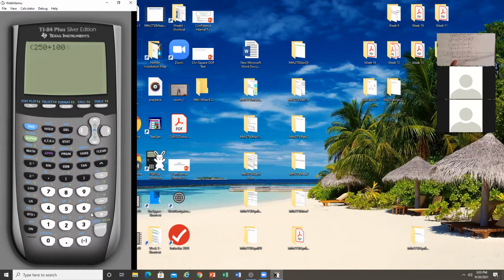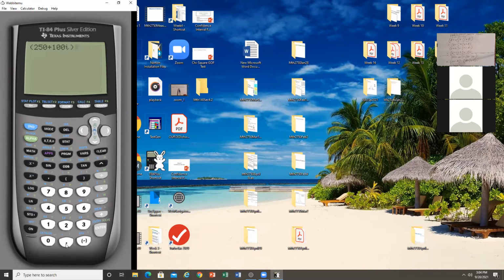Where is i? I used to know where i was. Hold on a second here. I believe it's above your decimal point key, ladies and gentlemen, in blue. So I have to hit my second key, followed by my decimal point key, and I bring up i. Everybody see that there? i is above your decimal point key.